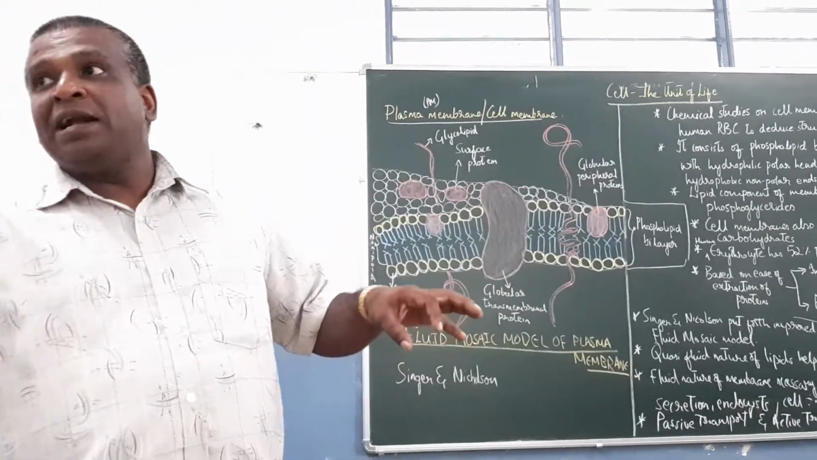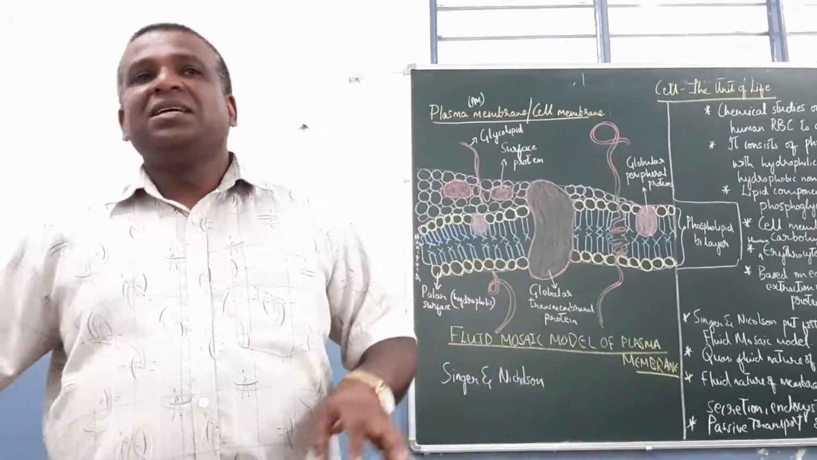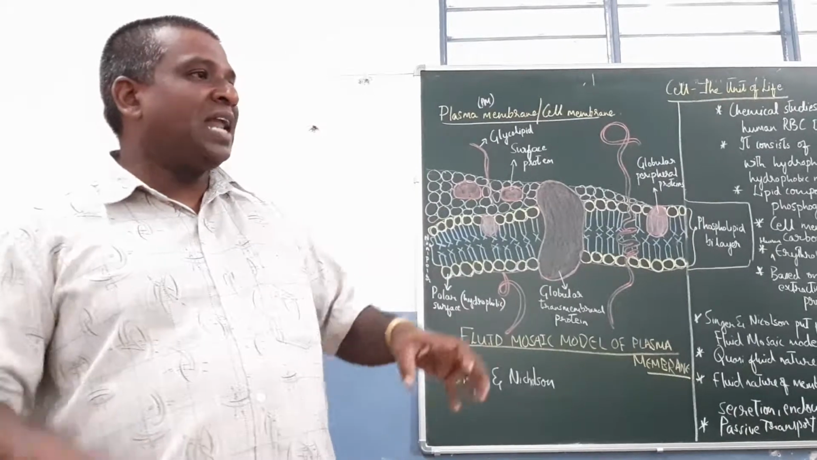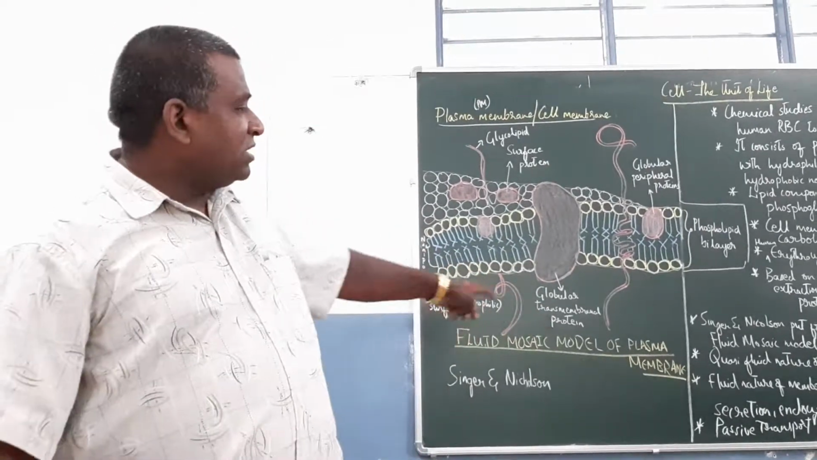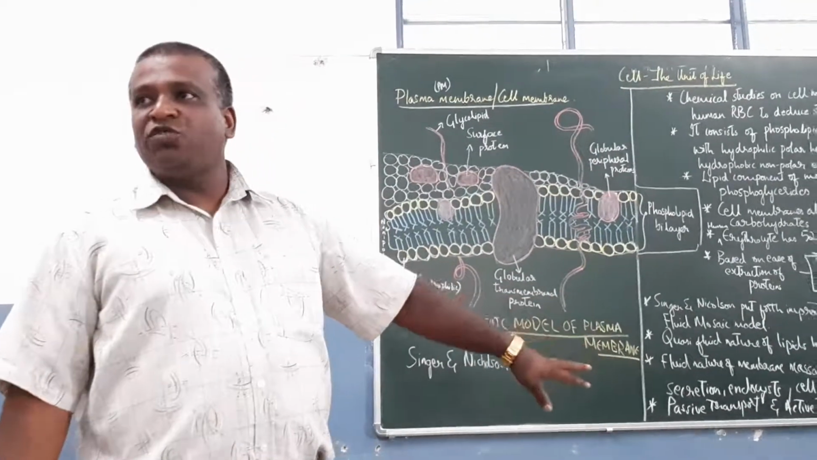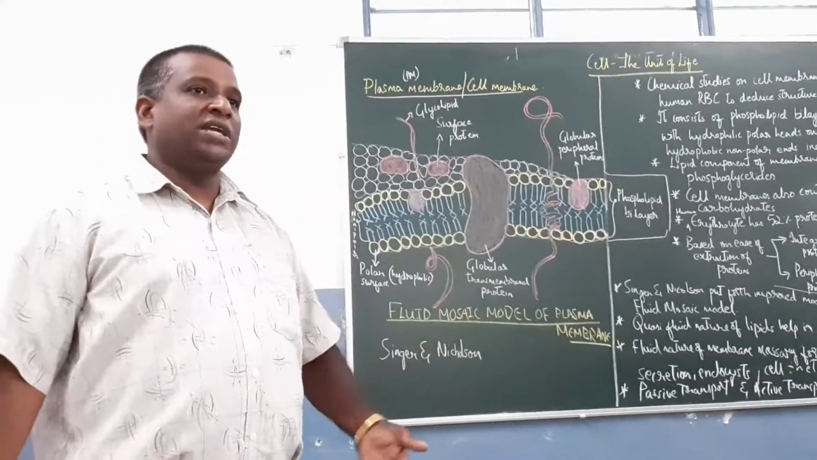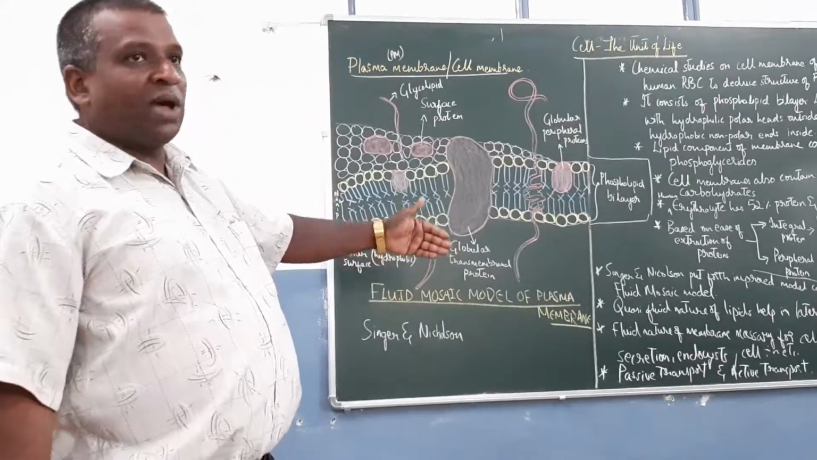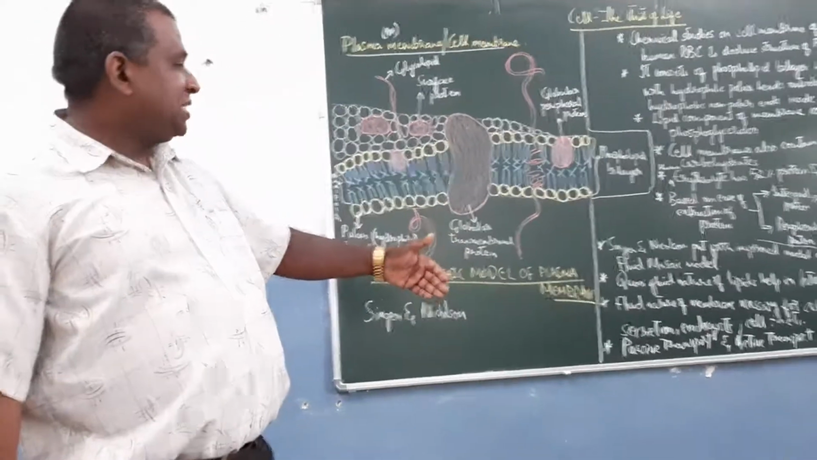That is plausible, and the proteins are floating within this lipid layer I told you about. Laterally they move. Because of that, cell growth, cell enlargement, endocytosis formation, and cell division also take place because of this quasi-fluid nature of lipids.